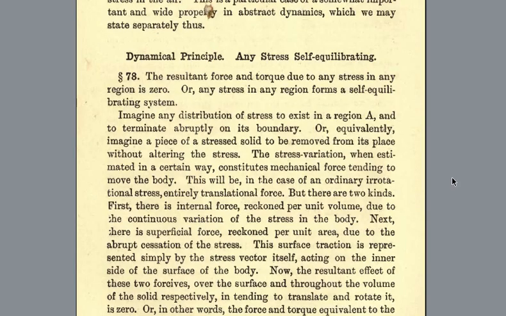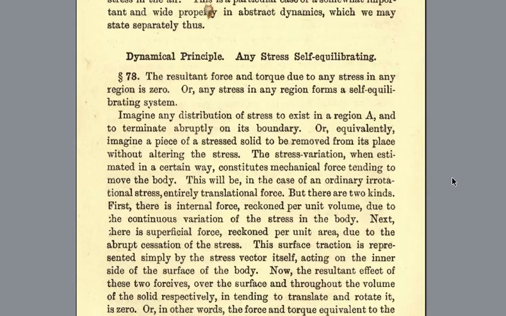forms a self-equilibrating system. Imagine any distribution of stress to exist in a region A and to terminate abruptly on its boundary. Or equivalently, imagine a piece of a stressed solid to be removed from its place without altering the stress. The stress variation, when estimated in a certain way, constitutes mechanical force tending to move the body. This will be, in the case of an ordinary irrotational stress, entirely translational force. But there are two kinds.